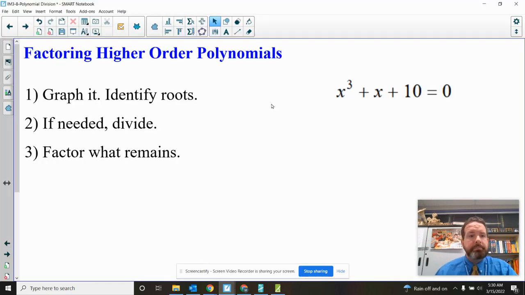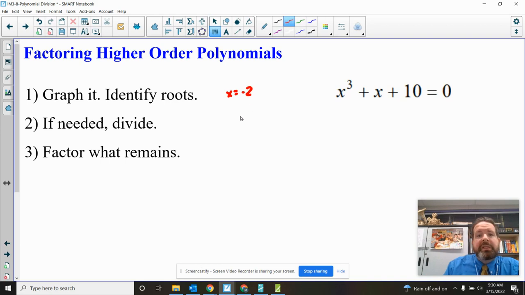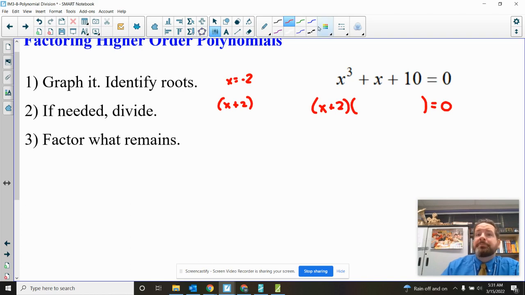Very cool. So if I have a root at x equals -2, then I know that x plus 2 is one of my factors. So one of my factors is x plus 2. The question then is, well, what would the other factor be? The way you get there is by doing division. So we're just going to take this, x cubed plus x plus 10, and divide by x plus 2. My advice, because we're dividing by a linear factor, let's use synthetic division.